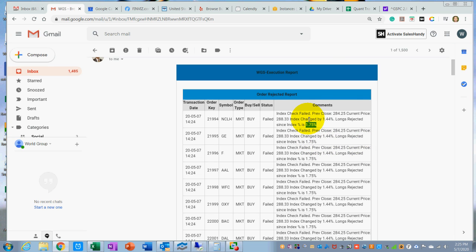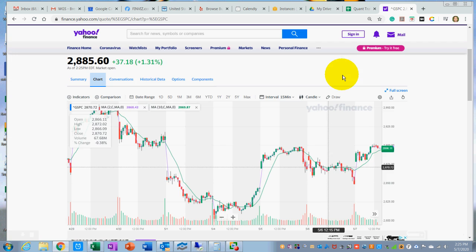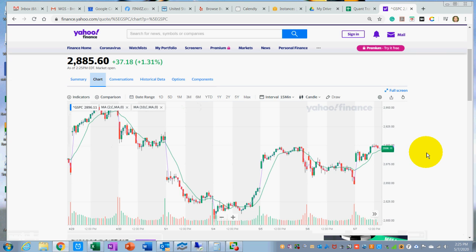If this would have qualified, then it would have gone to the next step, which is to see if the last 15 minutes bar, of course we are saying yes, is a higher high. So if the last 15 minutes bar is not a higher high, even if it is over 1.75%, it will reject it.